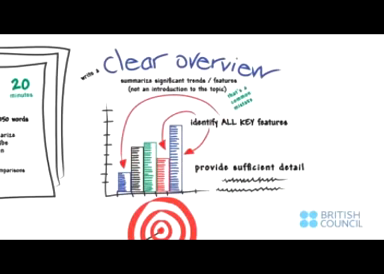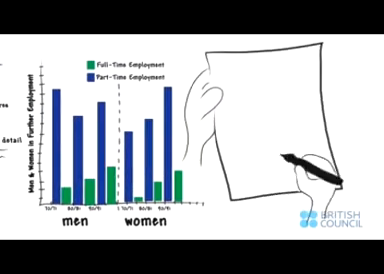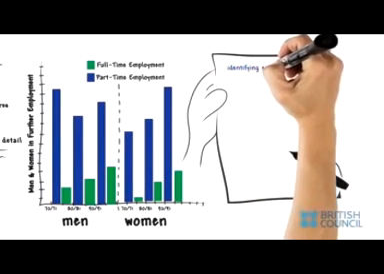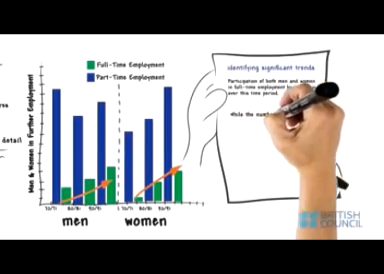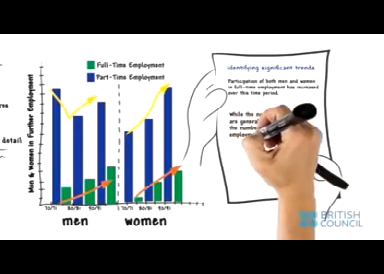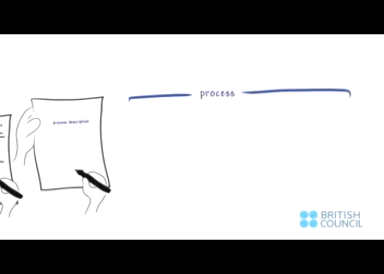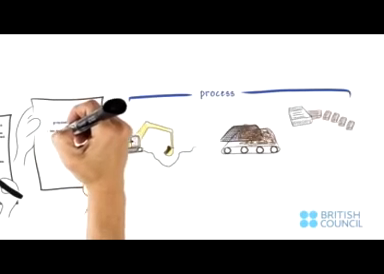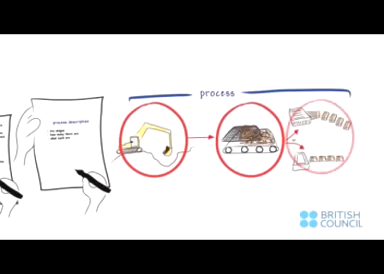That's a common mistake. Here's an example of identifying significant trends. Looking at this graph, we would say, from the graph it is apparent that participation of both men and women in full-time employment has increased over this time period. However, while the numbers of women are generally increasing, the numbers of men in part-time employment are fluctuating. In a question requesting a process description, the overview might identify the key stages in the process. For instance, how many stages there are and what each are, briefly.